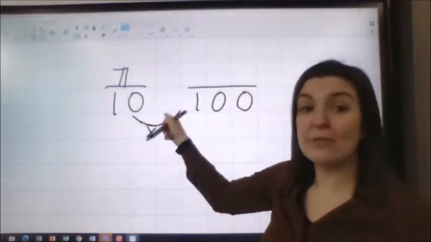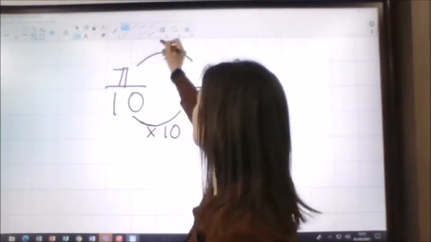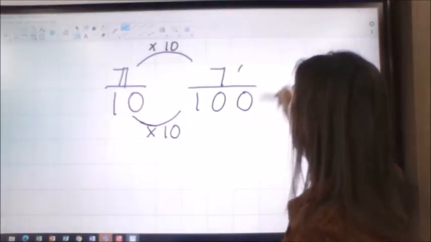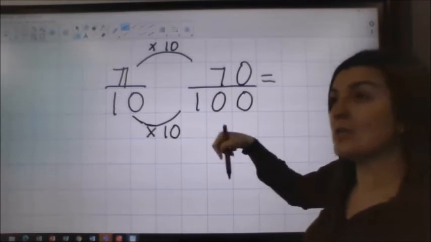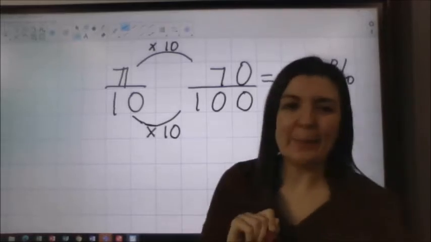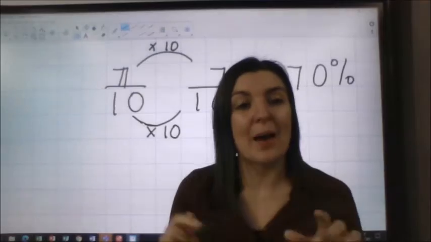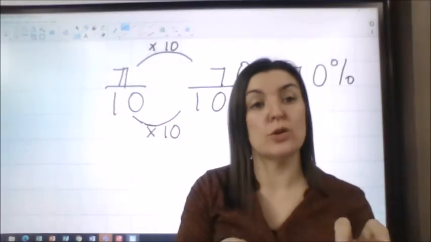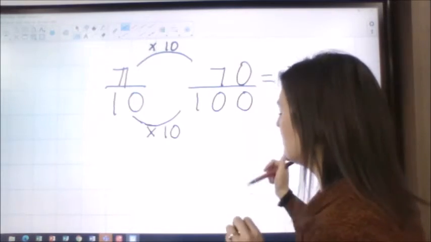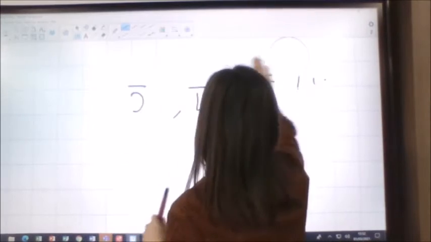Okay, so whatever I've done to the denominator, I do to the numerator. So 7 multiplied by 10 is 70. So then, once I've got it out of 100, I can just write the percentage. So then I'd have 70%. So if we go back to our sweets, that would mean that 70 out of 100 are red. So 70% are red.